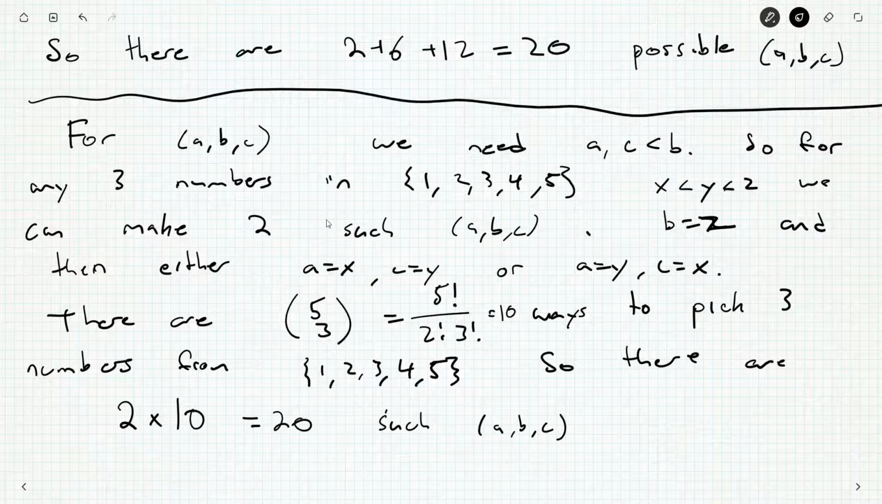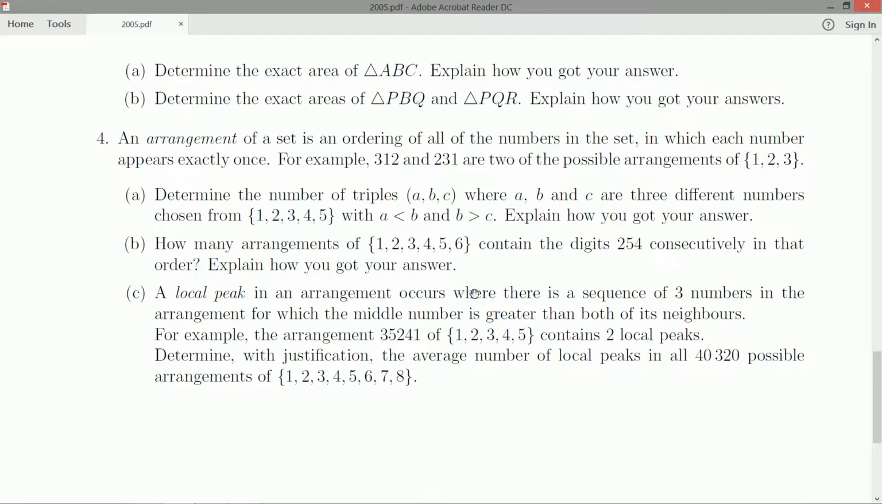So that's another way to do A part. A little more combinatoricsy, but certainly a little shorter and less casework. But I think we're ready to move on from part A. So let's take a look at B part. So we'll read it again. How many arrangements of 1, 2, 3, 4, 5, 6 contain the digits 2, 5, 4 consecutively in that order? Explain how you got your answer.